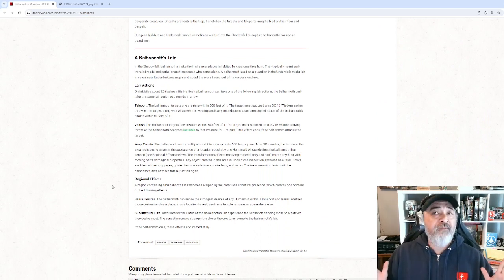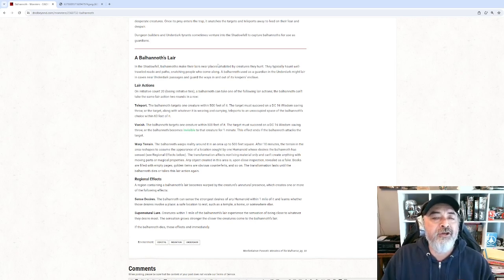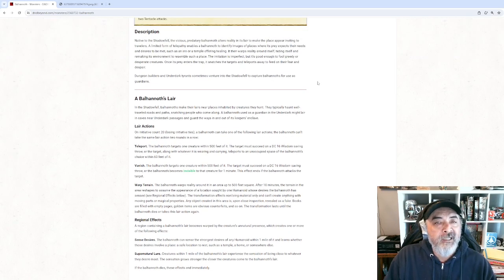And I'm just going to read from the text because I can't put it any better. In the Shadowfell, Balhannoths make their lair near places inhabited by creatures they hunt. They typically haunt well-traveled roads and paths, snatching people who come along. A Balhannoth used as a guardian in the Underdark might lair in caves near Underdark passages and guard the way in and out of its keepers' enclaves.